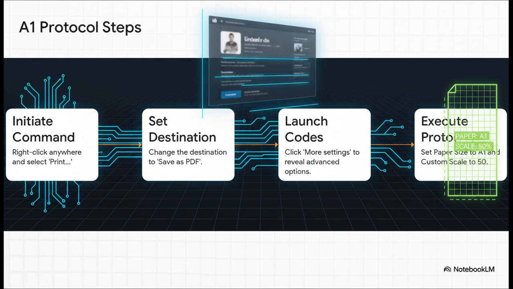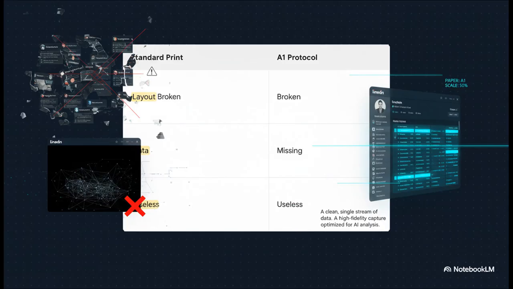Second, you set a custom scale to 50%. That shrinks everything down so it fits perfectly. Just remember the code, A1 paper, 50% scale. That is the key. And here's the result. I mean, look at that difference. On the left, you got that broken garbage from a standard print. But on the right, that's the clean output from the A1 protocol.